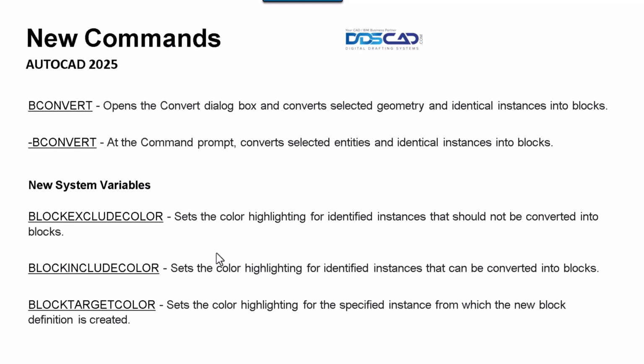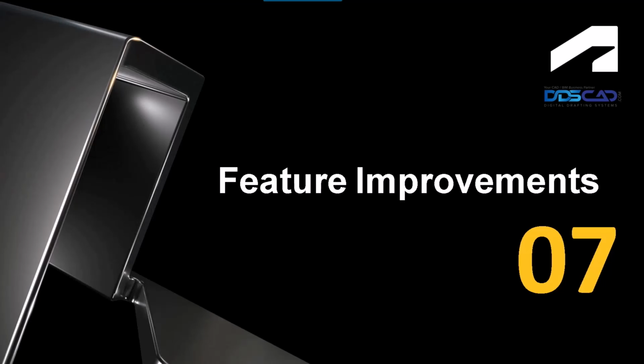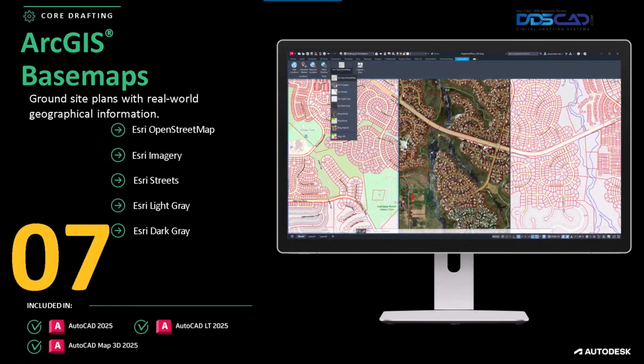Let's explore this new feature that has been added to the command map images: OpenStreetMap images, Imagery, Streets, Light Gray, and Dark Gray. Stay tuned for more updates and enhancements to further enhance your experience with our platform.